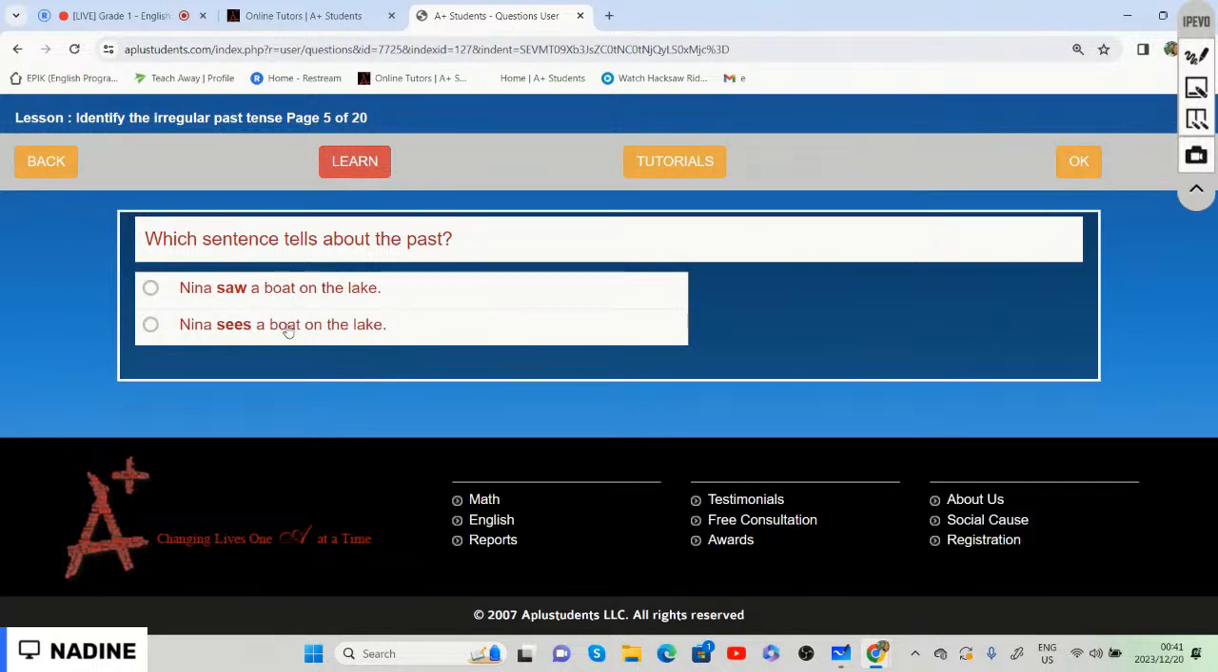But we're almost done. We have 5 more minutes left. All right. So, do we say Nina saw a boat on the lake that tells us about the past, or Nina sees a boat on the lake?